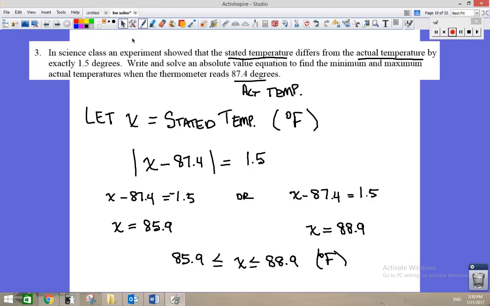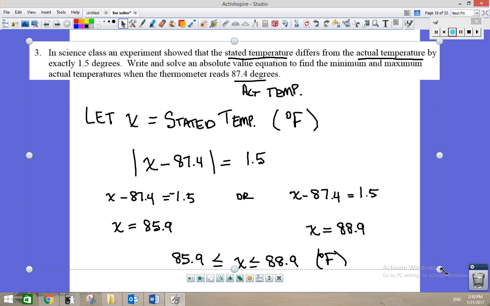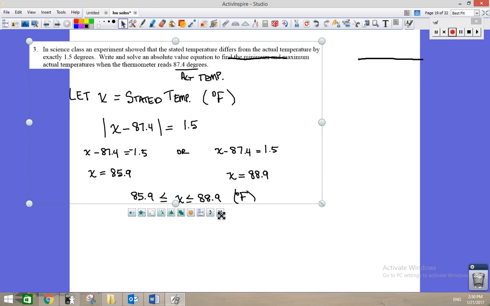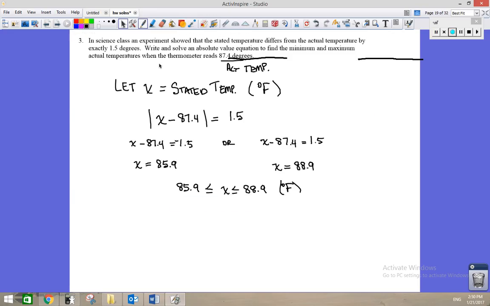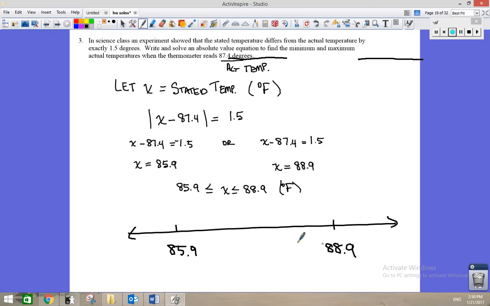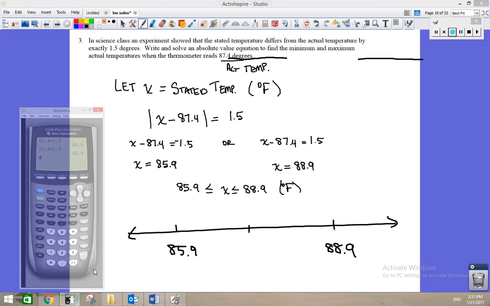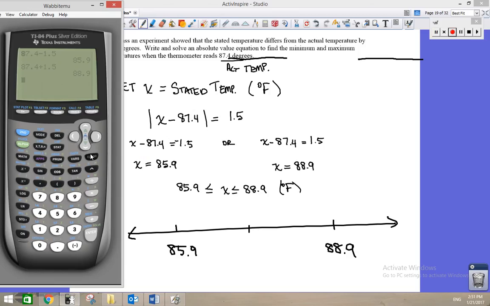All right, so let's see if that makes sense. Let's check our answer. I draw a number line here, if 85.9 is my minimum, and if 88.9 is my maximum, let's add these two values and divide by 2 and see what the middle is. I believe it'll be 87.4. So if I have 85.9 plus 88.9, and I divide that by 2, 87.4.